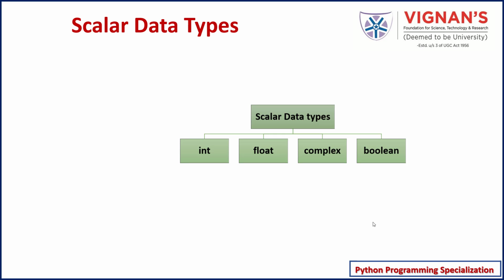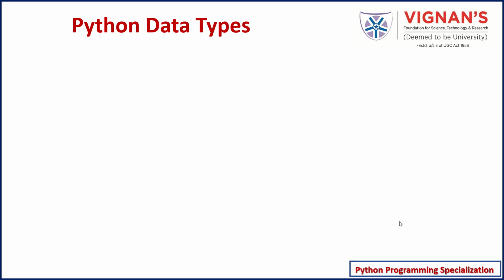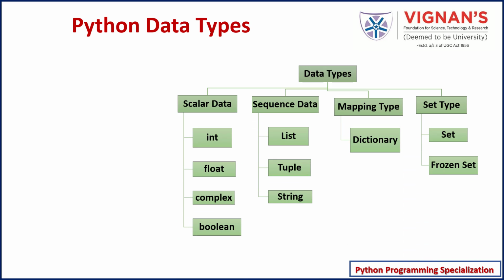But whenever we'd like to store a collection of elements, it is not possible to store that collection of elements using these scalar data types. In addition to these scalar data types, Python also supports a set of collection data types which supports the storage of a collection of elements. So to store a collection of data, Python supports list, tuple, string, dictionary, set and frozen set.